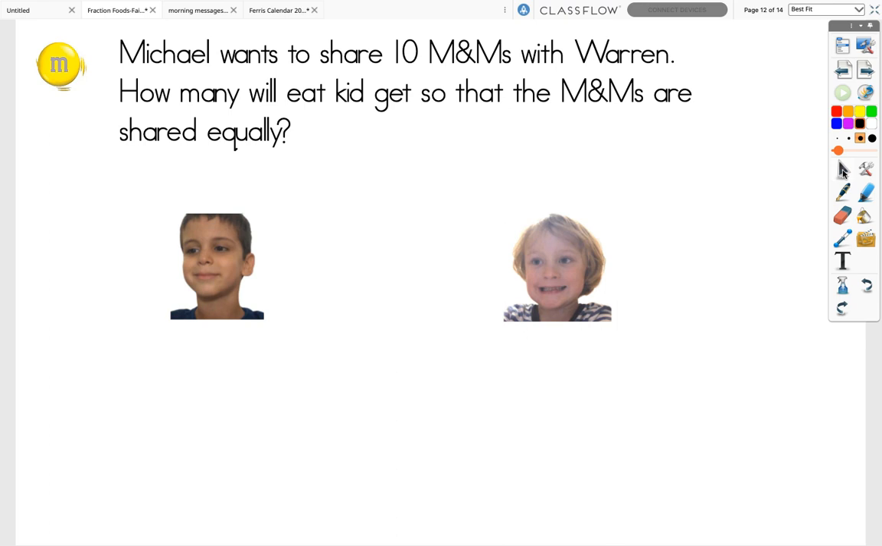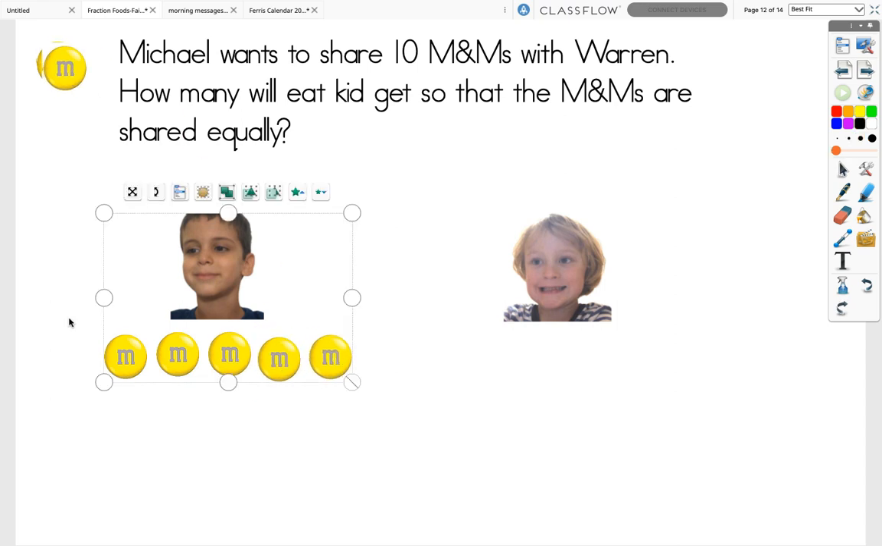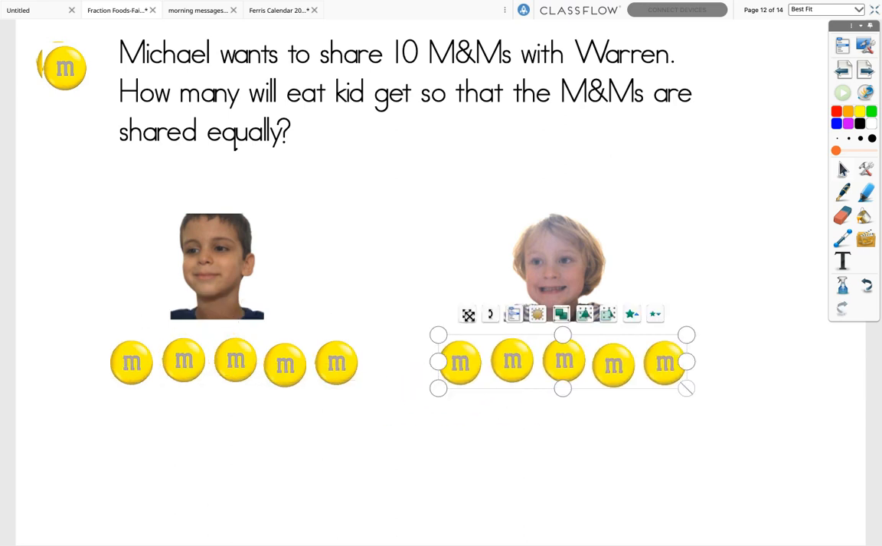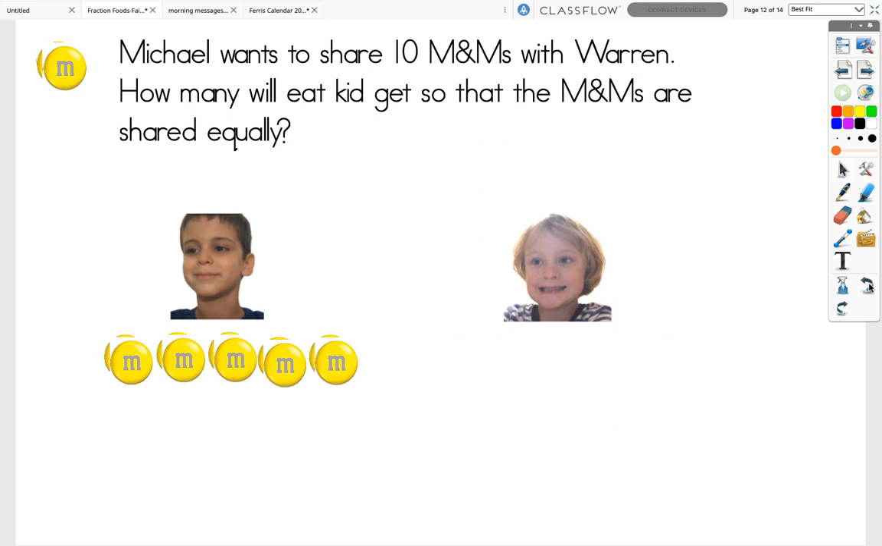I was thinking of this again. If we wanted to use our strategy counting by fives, we could actually do that. We could give Michael 5, and then we could give Warren 5, and then each kid would have 5 to make 10 altogether. 5, 10.